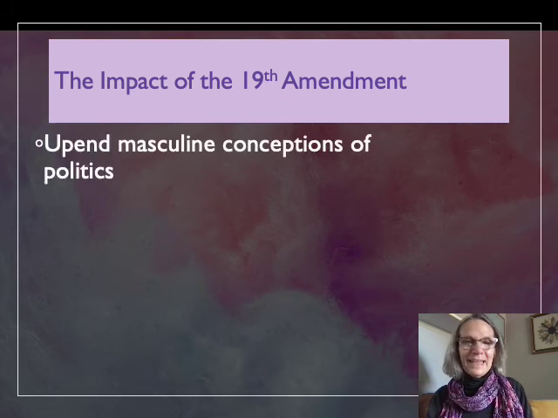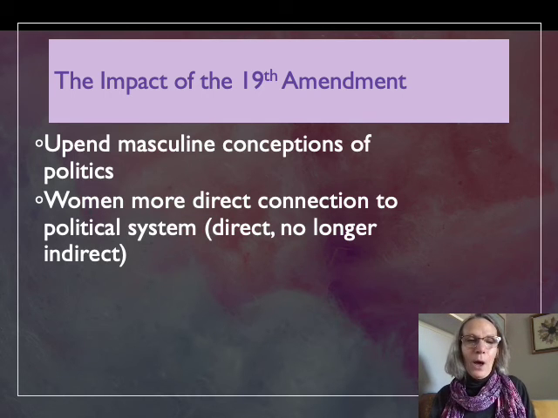So what is the impact of the 19th Amendment? Well, there are many impacts. Here are just a few to think about. With the passage of the 19th Amendment, giving women the right to vote, it upends this conception that politics is a masculine endeavor, an endeavor only for men. As women are given the right to vote and then opportunities to politically participate more fully, you see that what it means to be a political actor is both feminine, masculine, and everything in between.